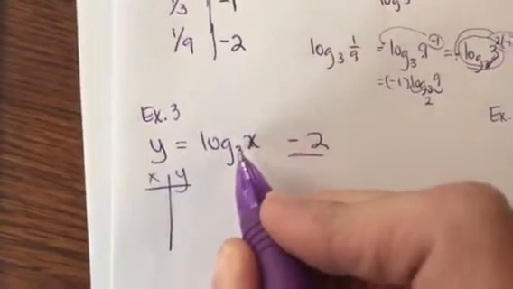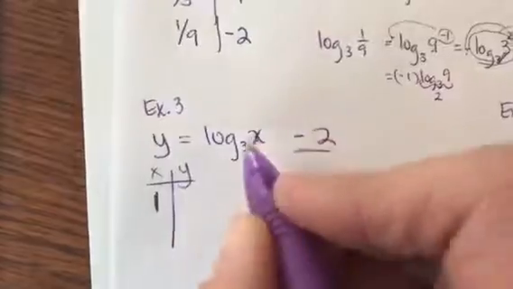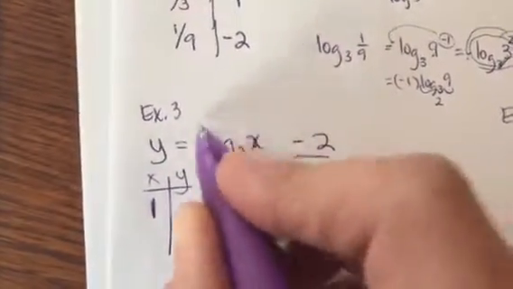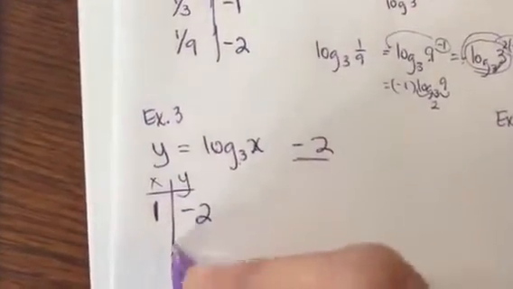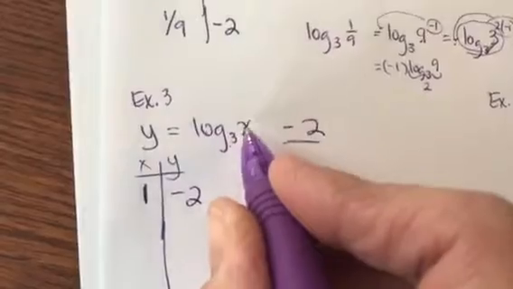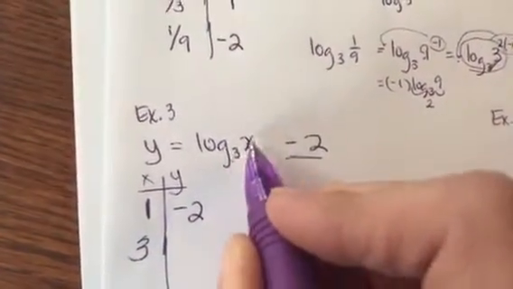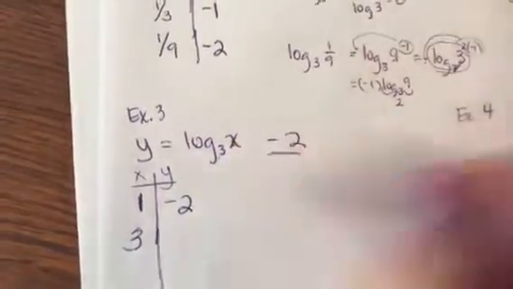I'm going to plug in anything I want other than 0. One of my favorite things is to plug in a 1 because I know the log of 1. I don't care what the base is, but the log of 1 is 0. 0 minus 2 is negative 2. Another thing I would love to plug in, since I have a base of 3, is 3. And by the way, if this was base 4, I'd plug in a 4. If this was base 5, I'd plug in a 5.